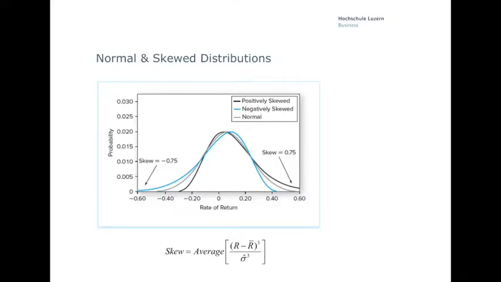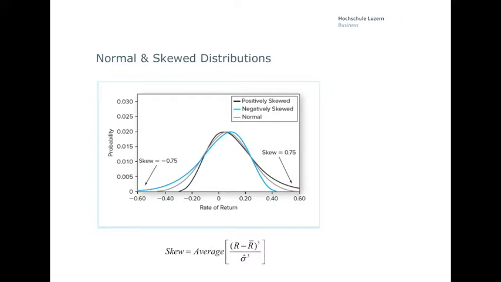Normal and skewed distributions. A measure of asymmetry, called skew, is the ratio of the average cubed deviations from the sample average, called the third moment, to the cubed standard deviation, as shown in the formula at the bottom. So now let's compare the black and blue skewed curve with the gray normal curve. When a distribution is skewed to the right, as is the black curve, the extreme positive values when cubed dominate the third moment, resulting in a positive skew.